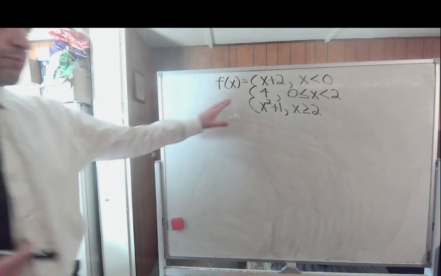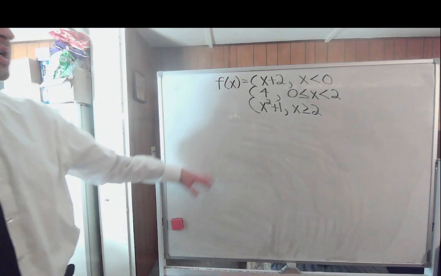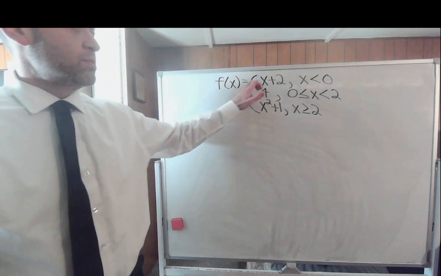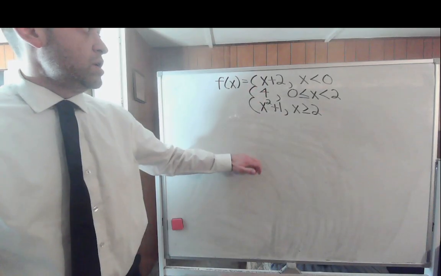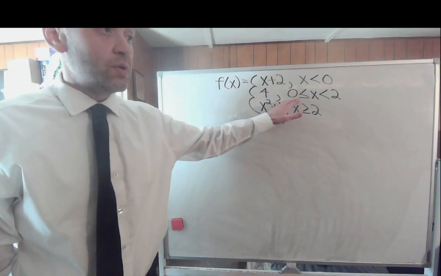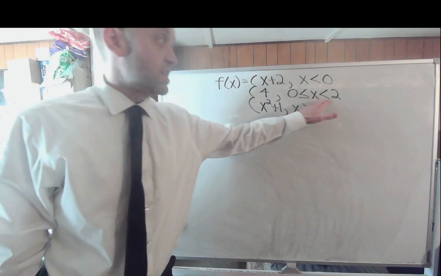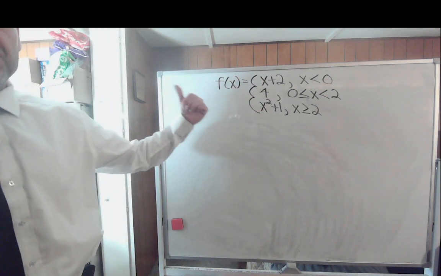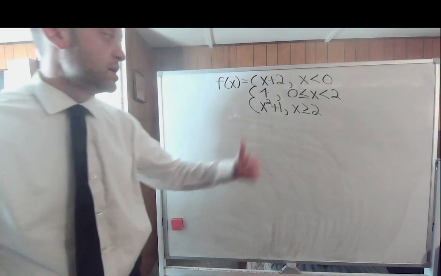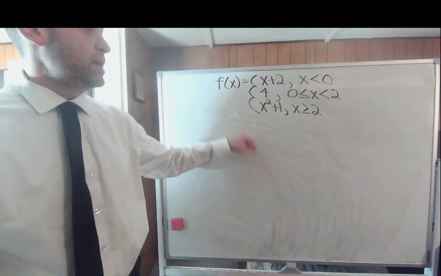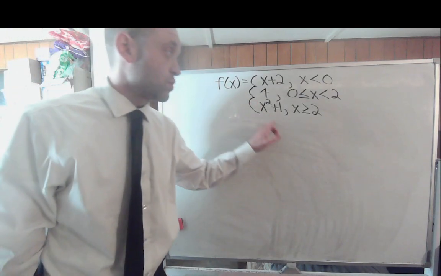So this is another piecewise function. So when x is less than 0, it'll behave like f of x equals x plus 2. When 0 is less than or equal to x, which is less than 2, it'll behave like f of x equals 4, which we know would be a straight horizontal line. Or if x is greater than or equal to 2, it would behave like f of x equals x squared plus 1.